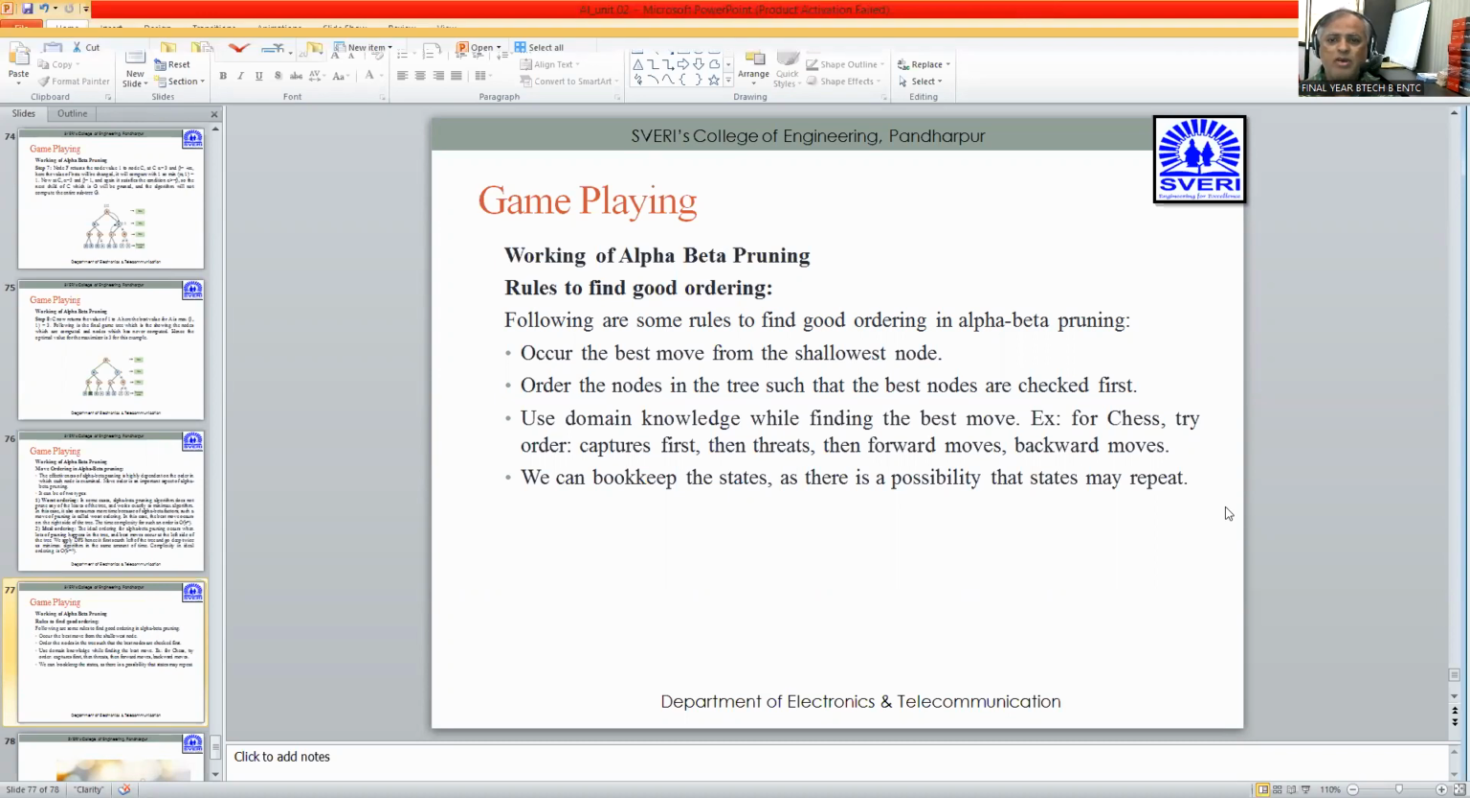It will find out the best nodes, it will find out the shallowest node, right? And then we can also bookkeep the states, since states may repeat. We also say that there will be states which will be repeated, so keep a note of that also, where the states will be repeated. So in these four steps, you can understand what the good ordering of alpha beta pruning is.